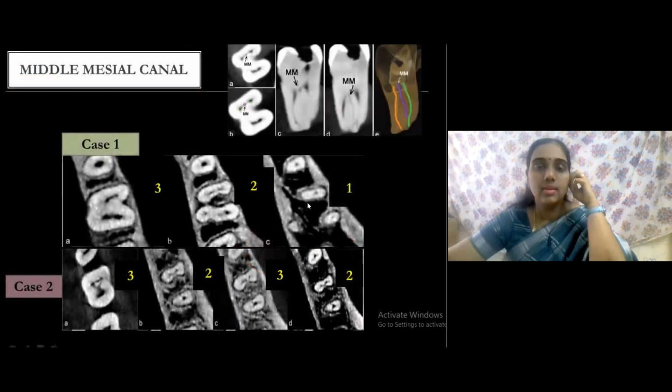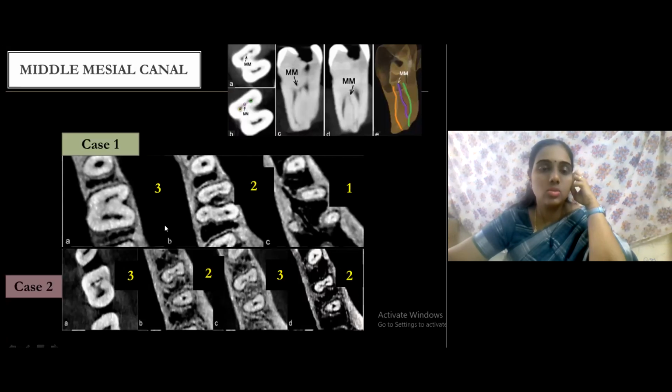Next is a case of a missed canal, that is a middle mesial canal. You could see in the top image that you can exactly see the position of the middle mesial canal, which is not possible with an intraoral 2D radiograph.